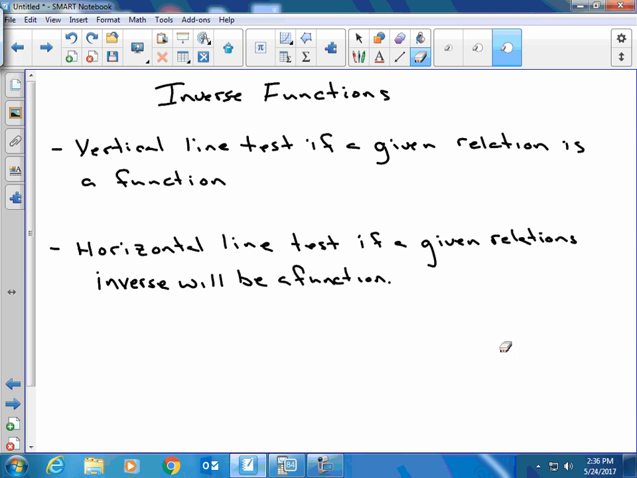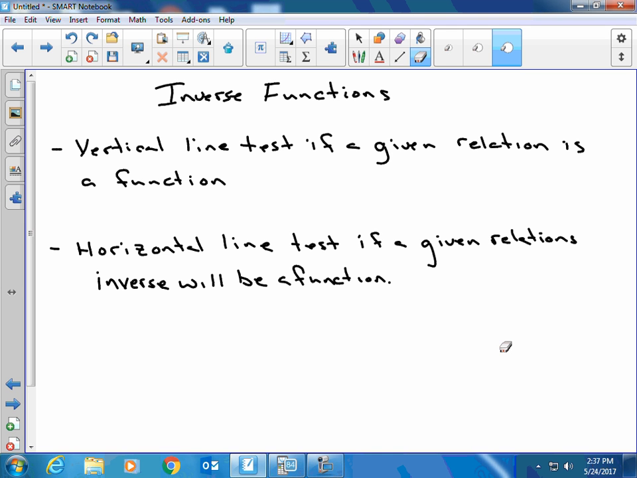Hello everyone. Plan for today is to talk through this concept of an inverse function. Before we talk about how to find one, let's talk about how we recognize whether an inverse will be a function. We can find an inverse without it being a function, but let's talk about how to tell whether it's a function. So in order to do that, we need to go back and review our definition of a function.